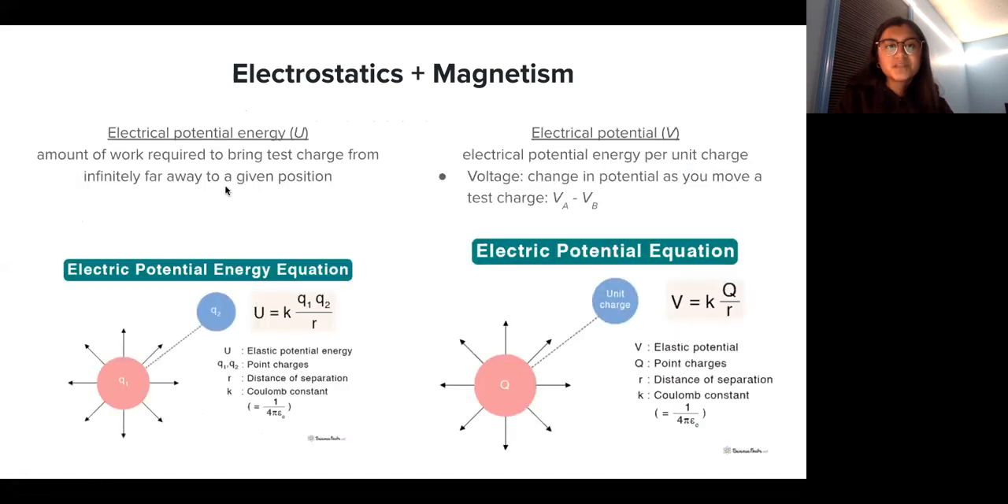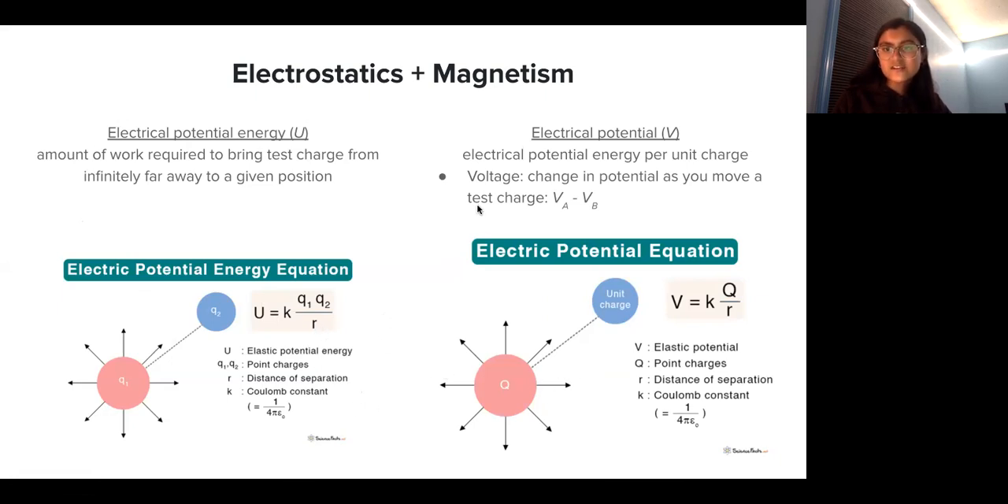Okay. And then two other related concepts. Your electrical potential energy, symbolized by U, is the amount of work required to bring a test charge from infinitely far away to a given position. The formula for that is written here, U equals KQ1 Q2 over R. So similar to the force formula that we saw earlier, except the R is not squared.